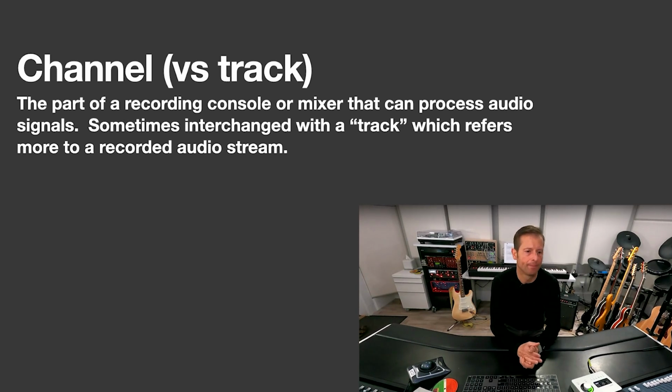Channel versus track. A channel is the part of a recording console or a mixer that can process audio signals. Sometimes it's interchanged with track, which more refers to the recording audio stream. So for example, on a mixer or a console or inside our DAW, we have so many channels, say 8 channels, 16 channels, a 24 channel mixer. That means we can plug in whatever the number is and control those independently.